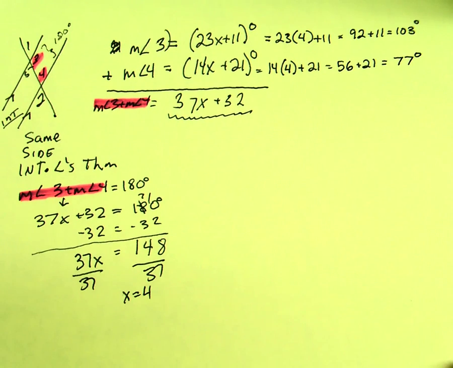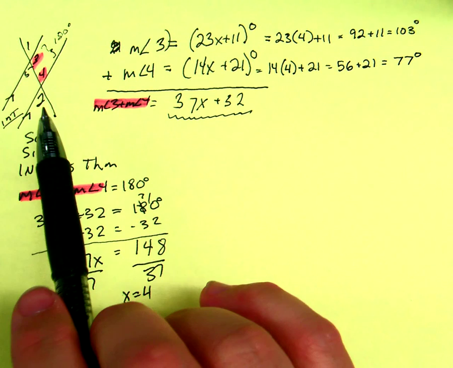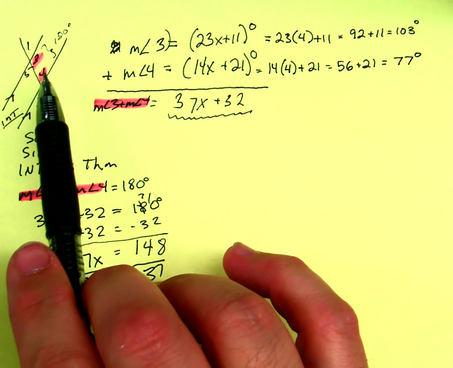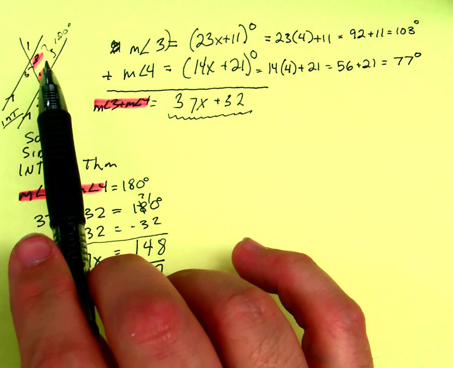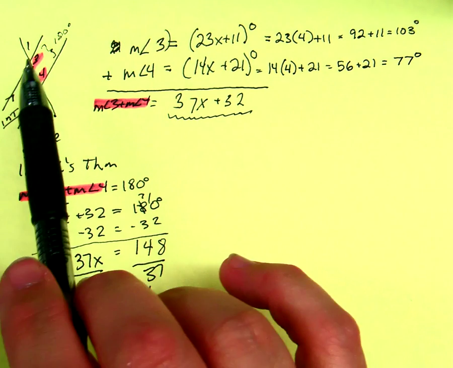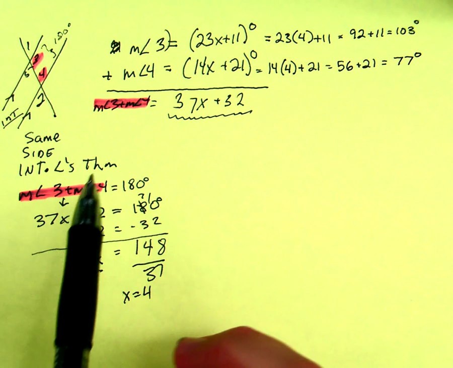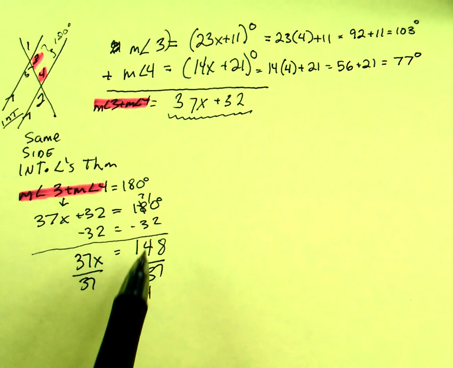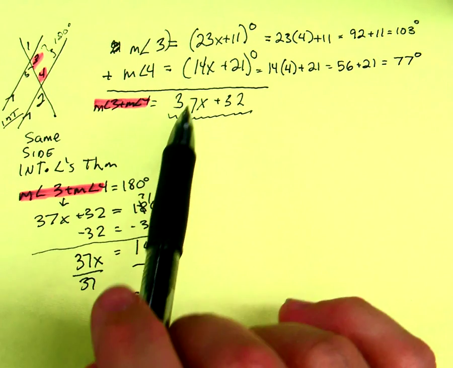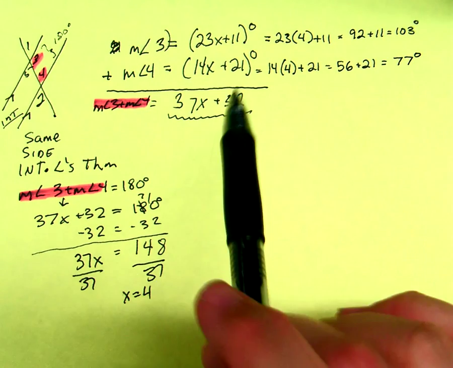So in this case, you've got to take a look at what angles they give you and figure out the theorem. And it's the same side interior, so you have to know which ones are which. And then it's a bunch of algebra after that. And a lot of problems are going to be just like that.